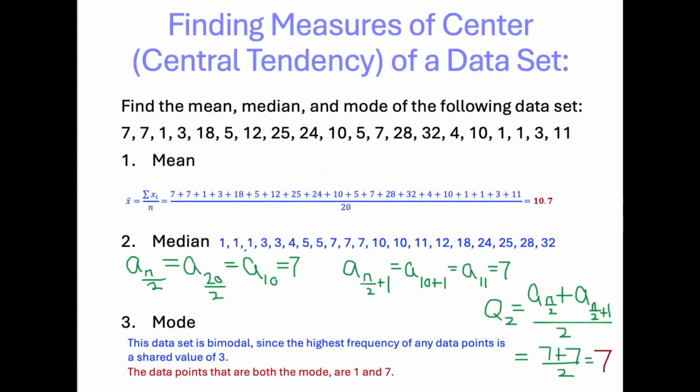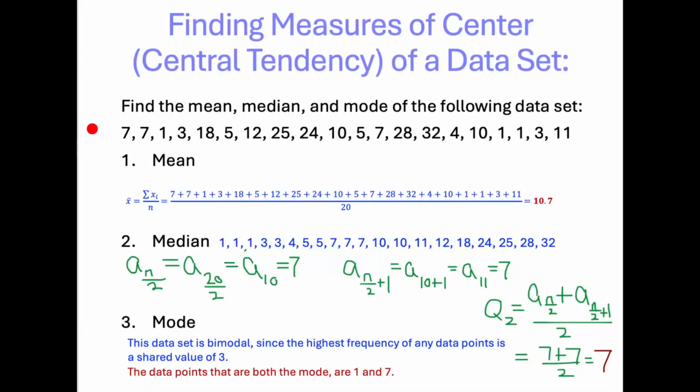I just wanted to take a moment to go over how we can find measures of central tendency using a TI-84 calculator. For my first example here, I'm just going to briefly review how we do that by hand, and then I'm going to show you on the calculator how much faster it is to do it.